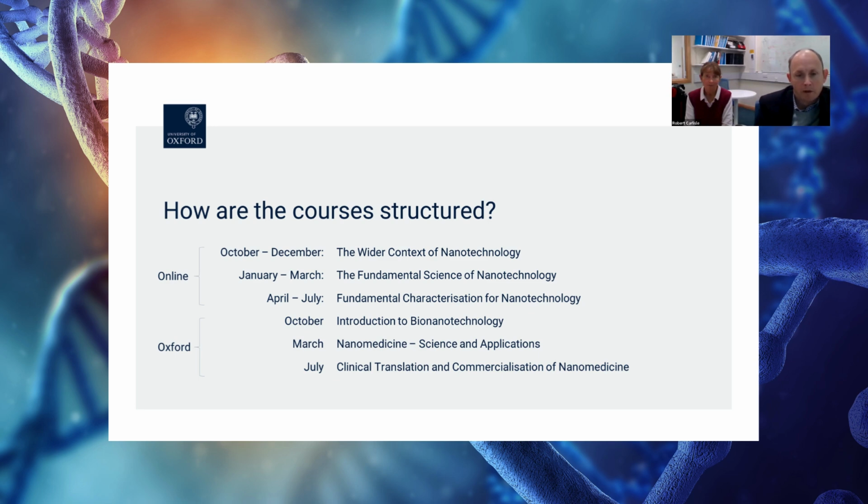And in terms of when you will be expected to commit to the course and when the modules run, this is outlined in this slide here. You can see between October and December, we deliver the first module, which is the wider context of nanotechnology. Between January and March, the fundamental science of nanotechnology. Between April and July, the fundamental characterization of nanotechnology, with the weekend in the characterization suite in Oxford here as the last component of that 3rd module taking place at the start of July.